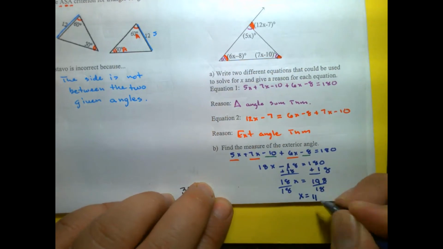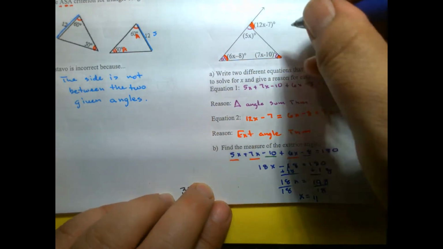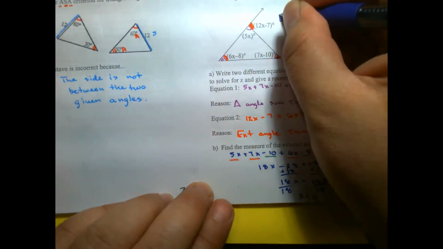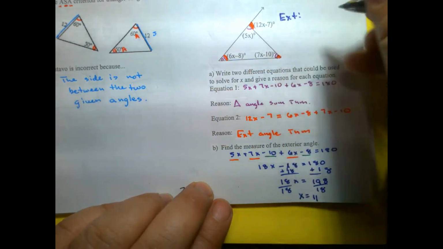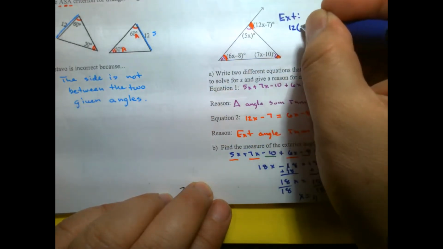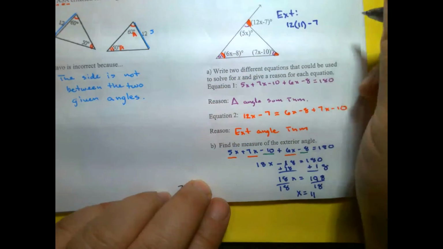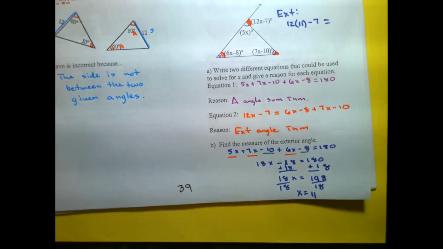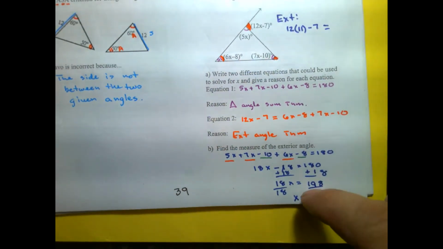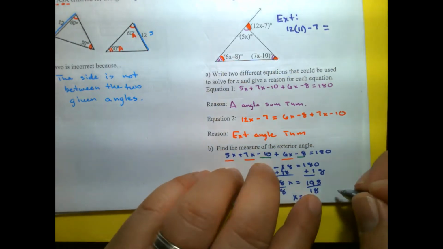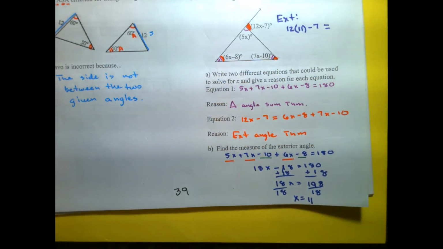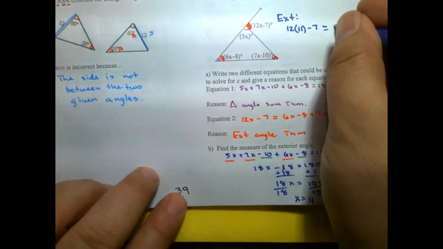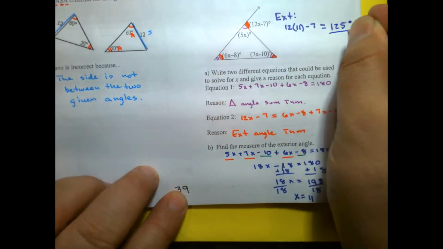So even though we have the answer for x, that's great. They said find me the exterior angle. So my exterior angle is 12 times the x, which is 11, minus 7. Then let's let the calculator do the work for us there. This is the answer they want for letter B up here. So 12 times 11, and then I'm going to subtract that 7, and there's my answer, 125 degrees.